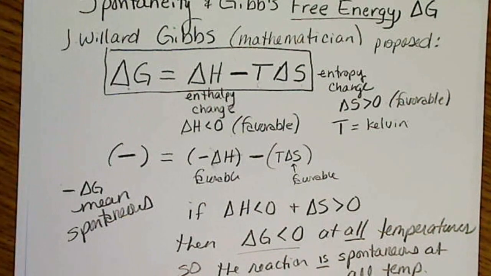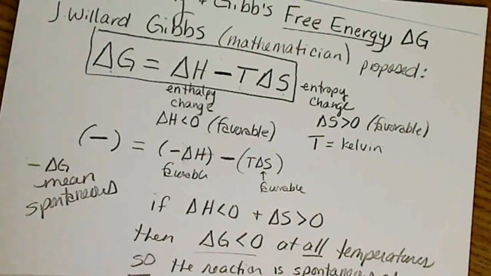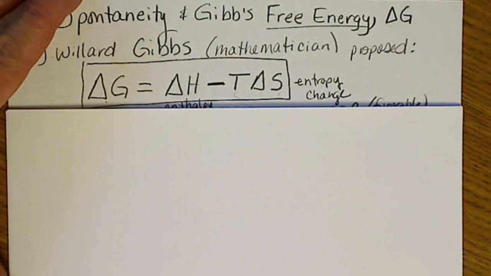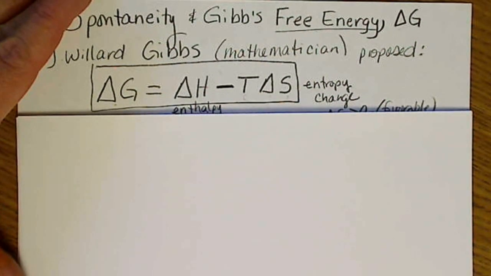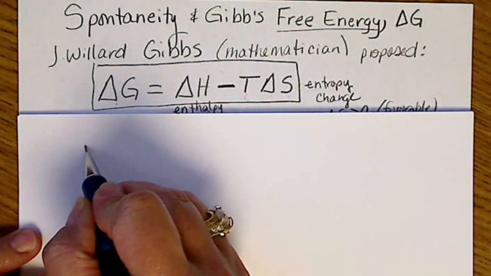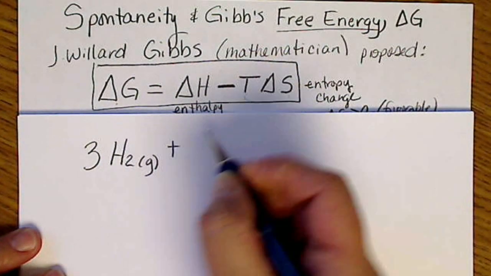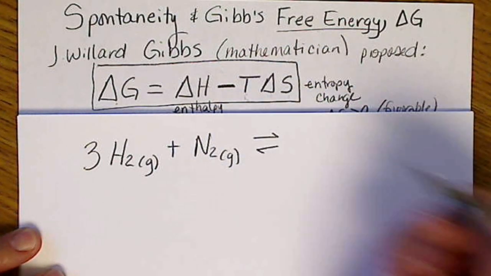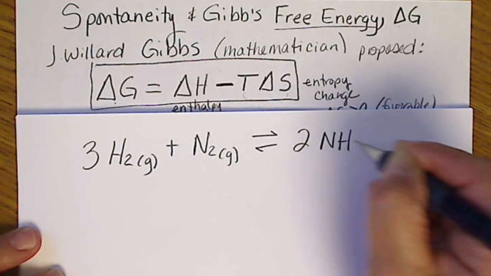So what I'm going to do is analyze the free energy of the reaction that we've looked at several times, which is the Haber process. And so we've already looked at that and decided what we think about the entropy change. So if we consider this reaction, 3 moles of hydrogen gas and 1 mole of nitrogen gas, this is a reaction that comes to equilibrium, and that is the process for making ammonia.